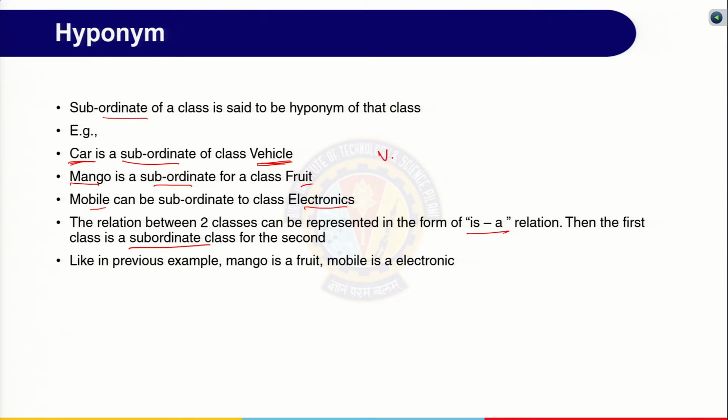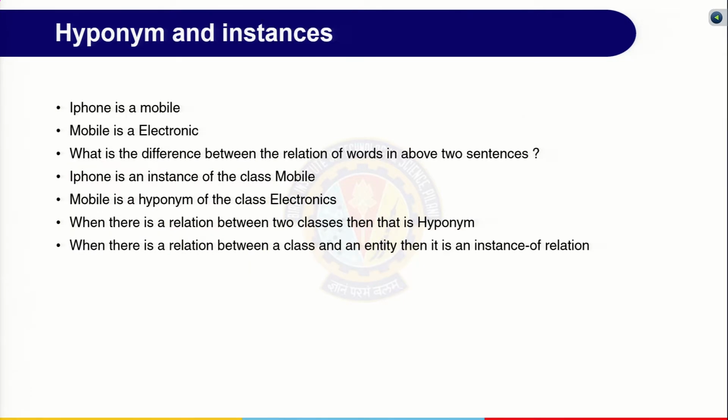That means vehicle's hyponym is car. It is a subordinate of the class vehicle. And some of the instances of hyponym are like iPhone is a mobile, mobile is electronic. So what is the difference between the relation of words in the above two sentences? iPhone is an instance of the class mobile, and mobile is a hyponym of the class electronics. So when there is a relation between two classes, that is hyponym. When there is a relation between a class and an entity, it is an instance of the class.